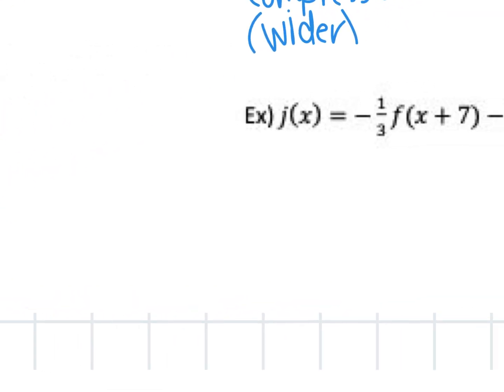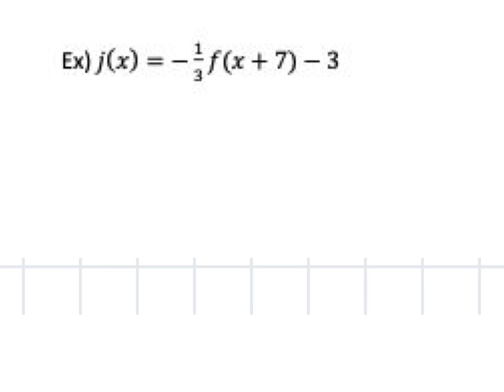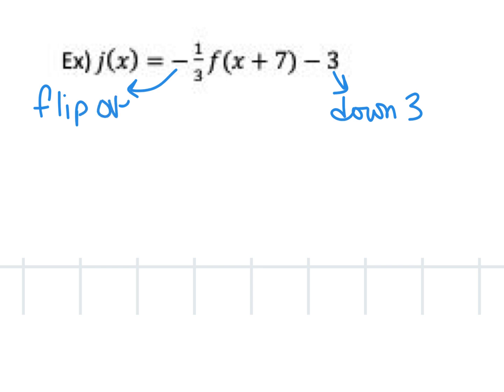We're going to do one more. We're going to see what happens. Does anyone have an idea, maybe a prediction? Okay, I heard down 3. I like that. Anything else we can predict? Ooh, yes, you're right. It is going to flip because it has that negative. Flip over the x-axis, or you could just write reflection, same thing.